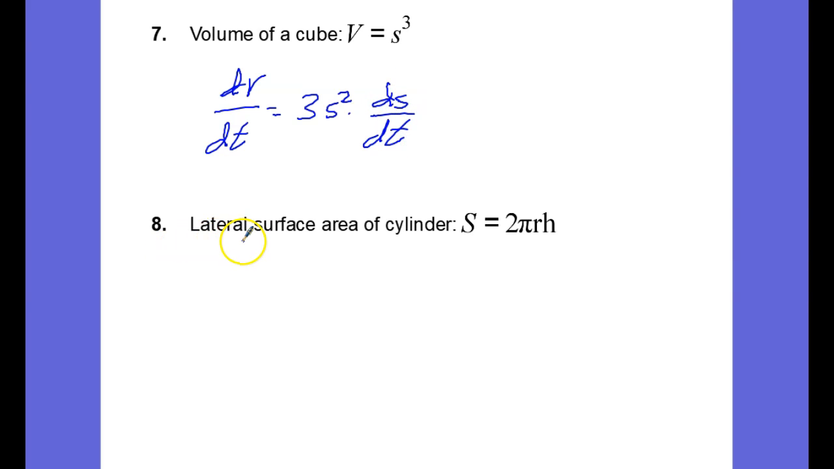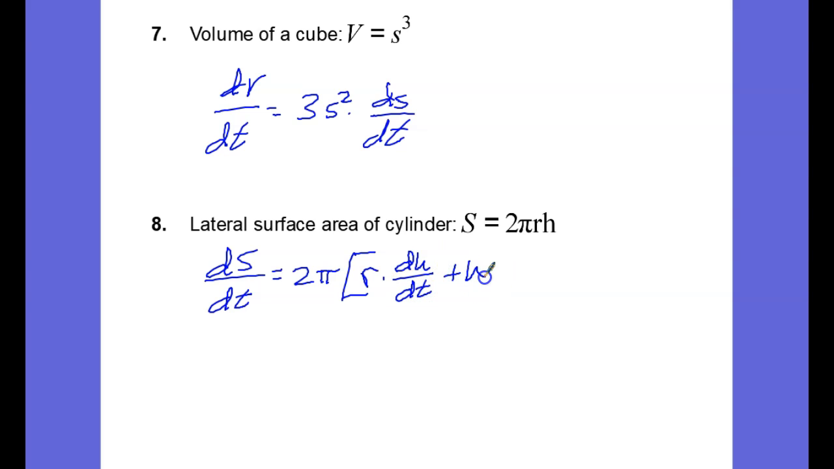In number 8, the lateral surface area of a cylinder is given by S equals 2 pi r times h. And again, both of these may be changing with respect to time. And so we have dS/dt is equal to 2 pi times, and we'll differentiate the product of r times h. The first times the derivative of the second plus the second times the derivative of the first.